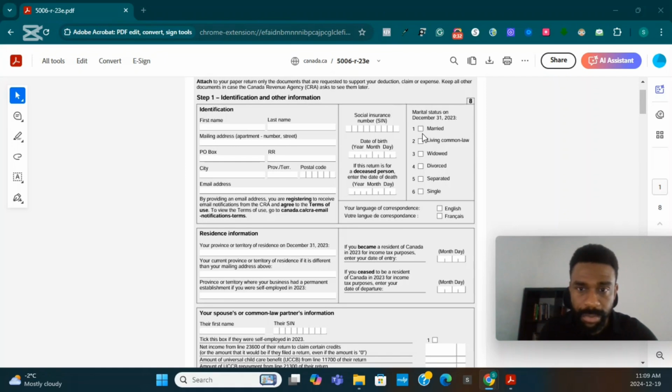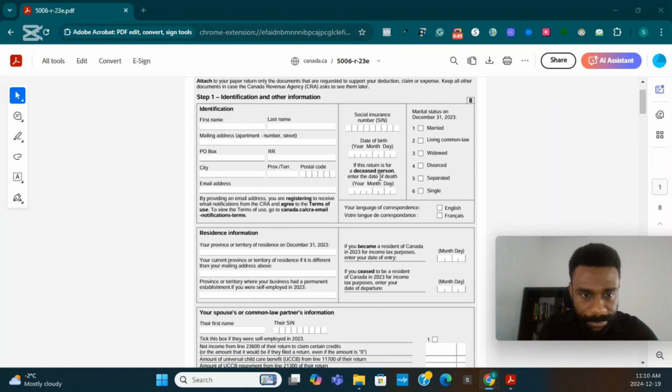And it's very important to correctly identify your status here. Are you single, married, living common law, widowed, divorced, or separated? Because based on these answers, you might qualify for some benefits that are due to people, for instance, that are married or have a common law partner.